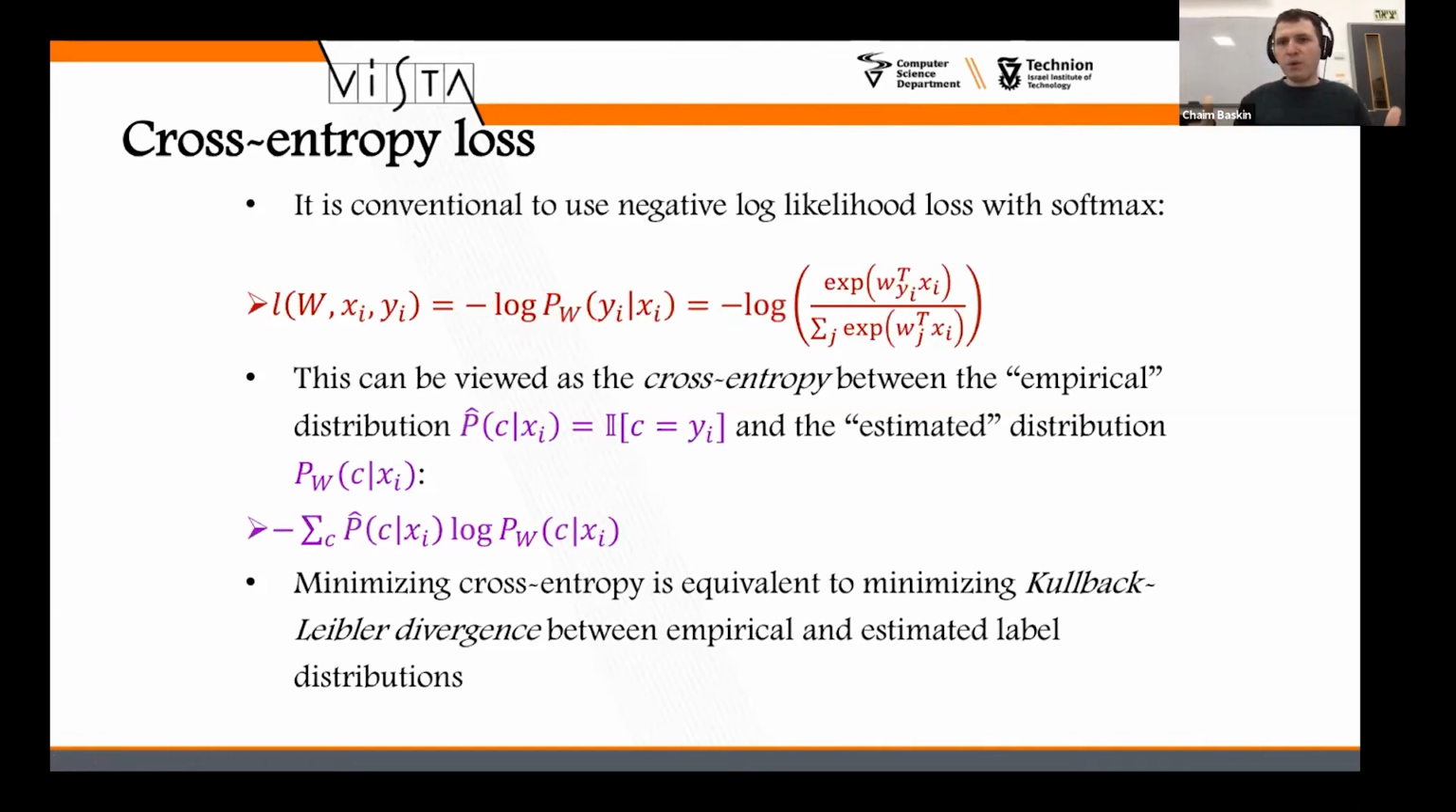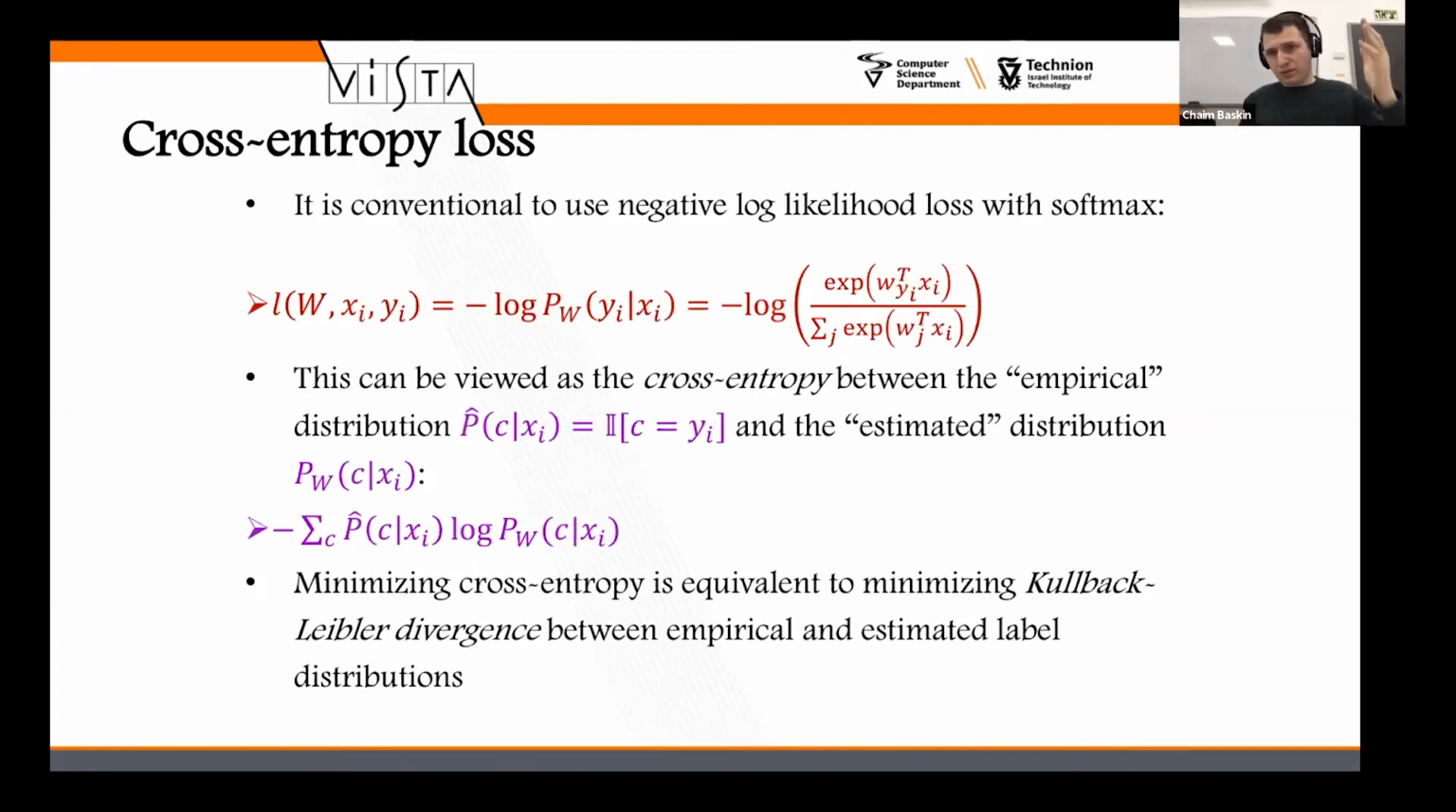So we want to minimize the distance between the real distribution on the classes that we have and the empirical distribution that we have according to our predictions. So we want these two distributions to be aligned. And this means that you want to minimize the cross entropy between the two distributions.